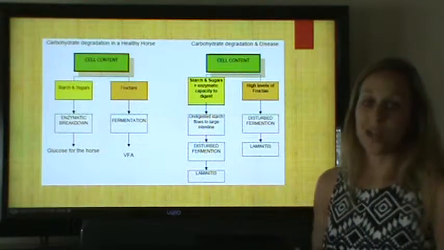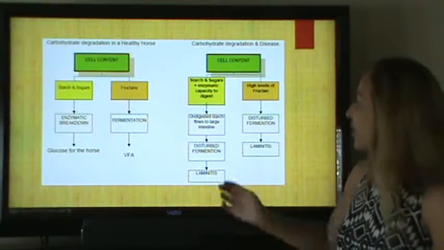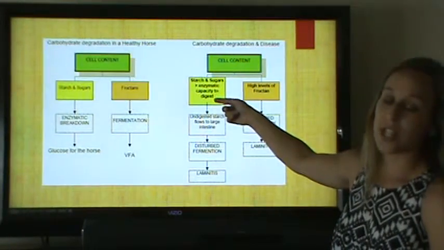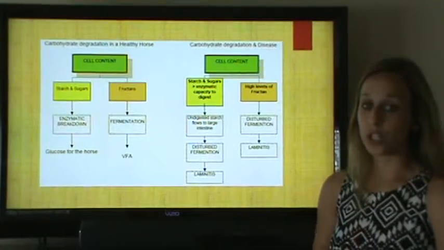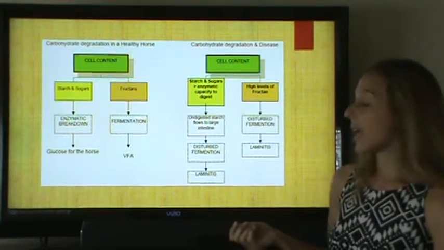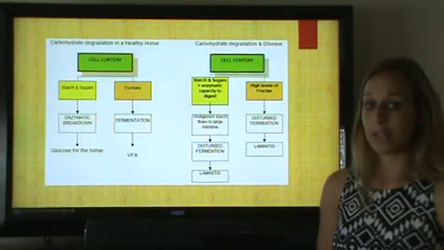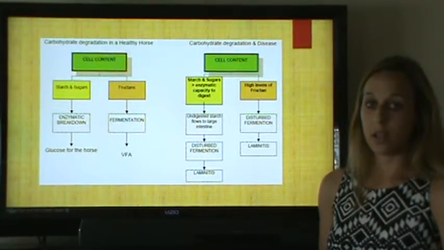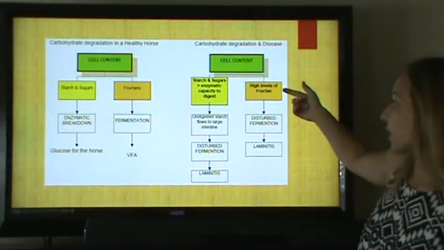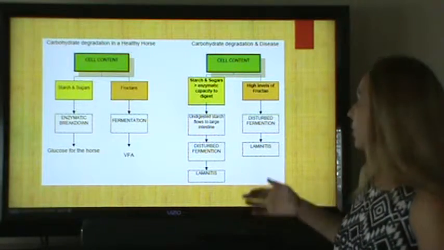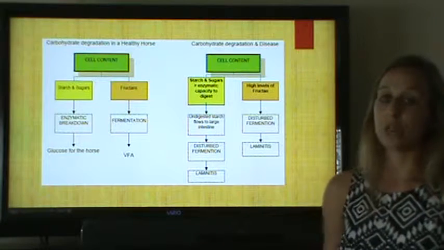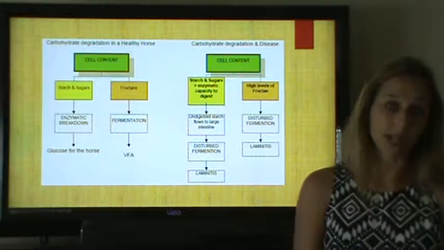However, in a horse that has been fed too much, it has excess starch and sugars that cannot be broken down, and so the excess spills into the large gut, the large intestine, and it becomes rapidly fermented, which leads to laminitis. And the same for fructan. It becomes rapidly fermented because there's too much, and it leads to laminitis.